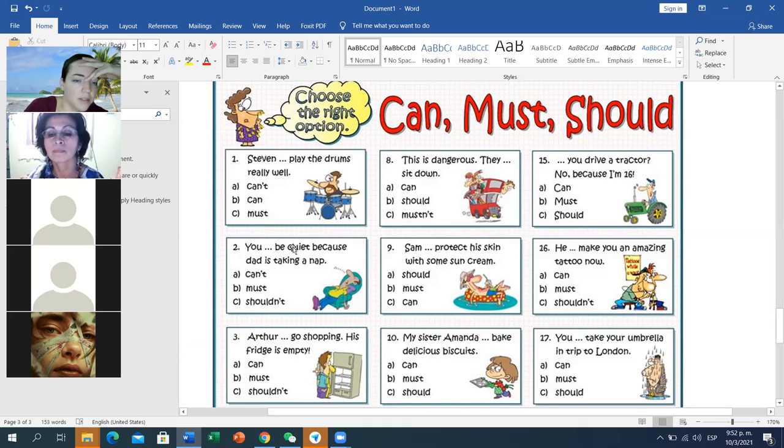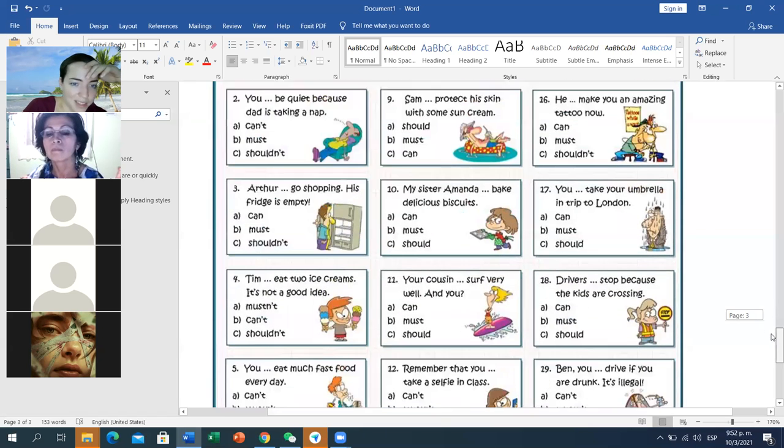Excellent. Very good. Okay. Now. Yes, because there is no way you can't be quiet. It doesn't make sense. You shouldn't be quiet. Ni modo que vamos a gritar, ¿verdad?